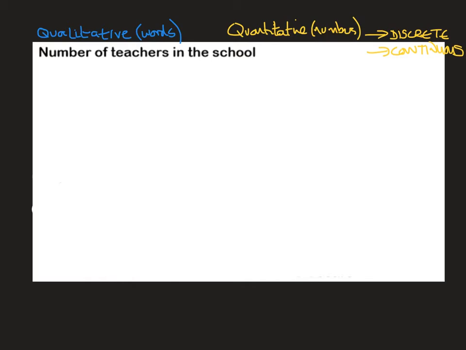Well, the number of teachers in the school, that is a number. So we know straight away that it's quantitative. I'm just going to put that as quan. It can only be specific numbers. You've got 7, 8, 9, 10 teachers in a school, so it is discrete. How about the colours of Smarties in a pack? Well, the colours are words, so this would be qualitative data.